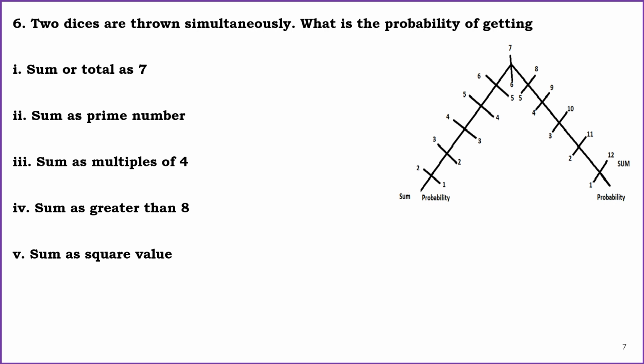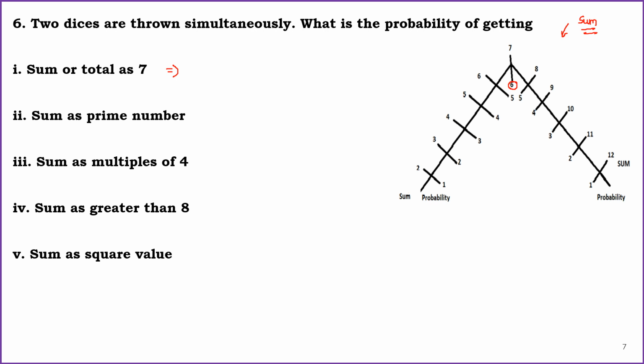We know that this is the sum possible diagram which we have discussed before in the previous videos. Now have a look. Two dice are thrown simultaneously. What is the probability of getting the sum or total as 6? For sum or total as 6, from this diagram we have 6 possibilities.